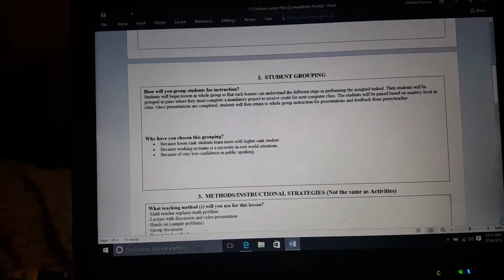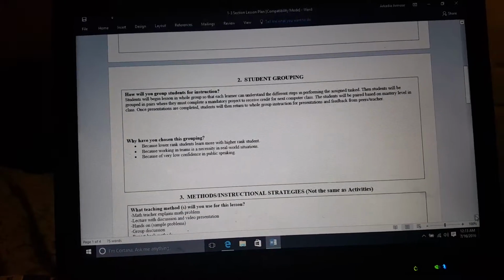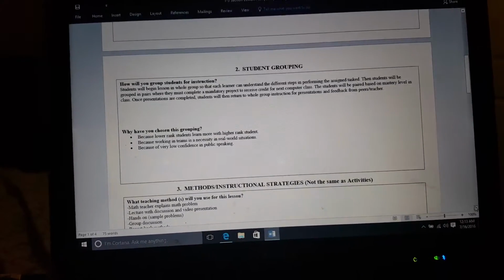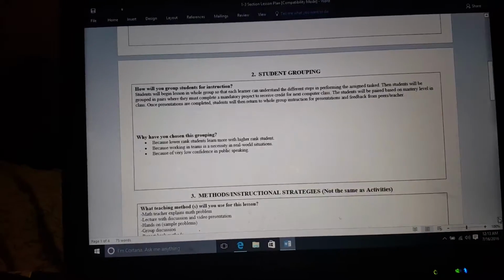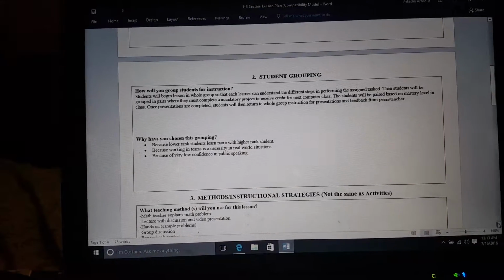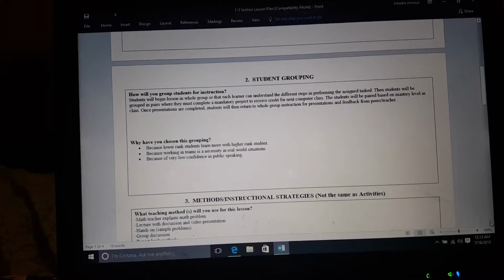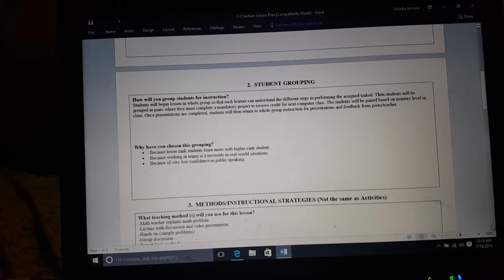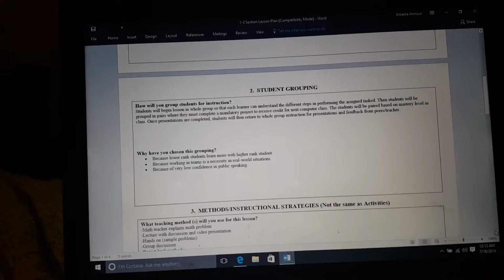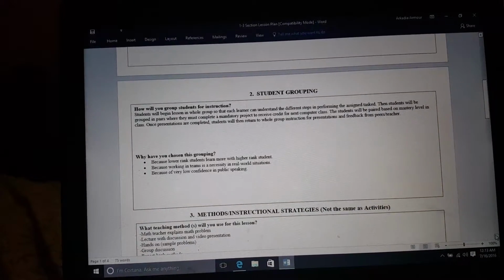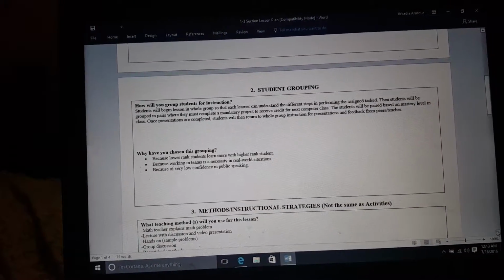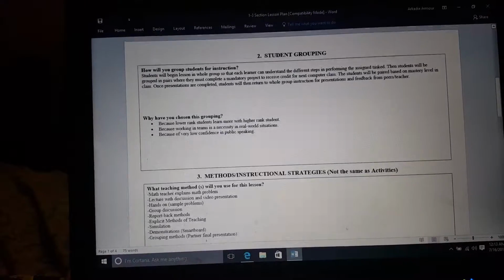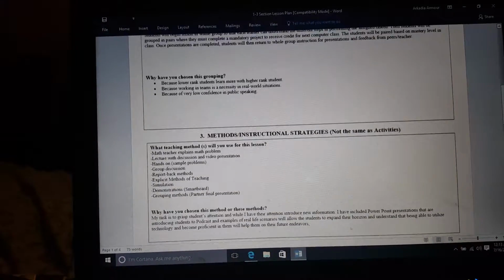The reason why I chose this grouping is because I have learned that students are able to learn more with each other, of course, but if I do it as a whole, they will know everything that is needed for them to complete this project in a timely manner and to my satisfaction. Why have I chosen this grouping? Because lower ranked students learn more with higher ranked students. Working in teams is a necessity in a real world situation because of very low confidence in public speaking. And that is very true because a lot of kids are scared to speak in class, but if they have a peer with them, they have more courage to do so.